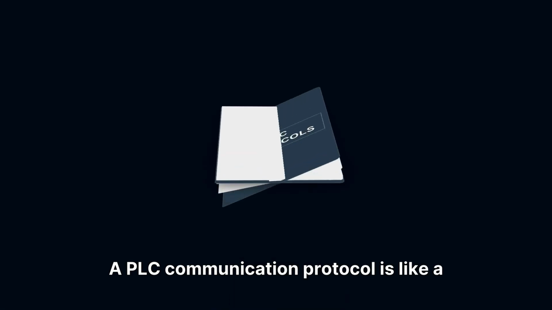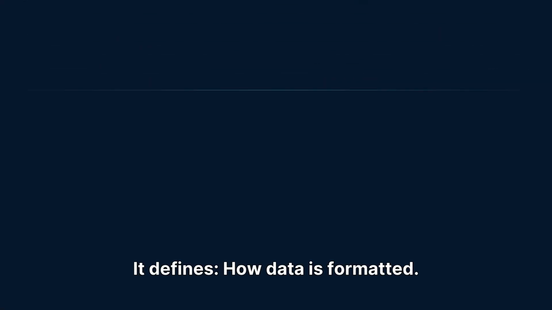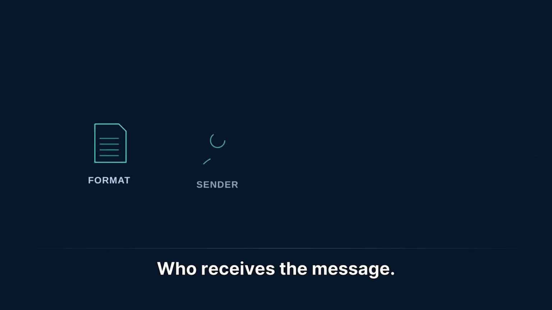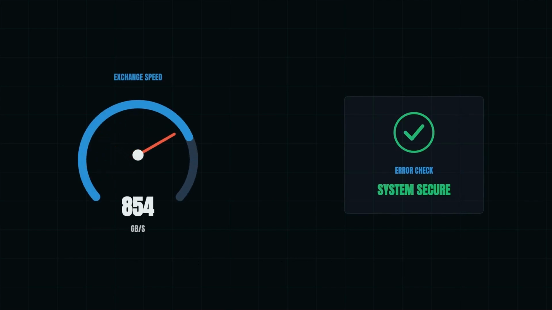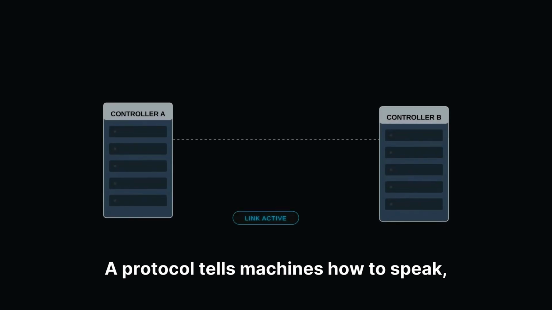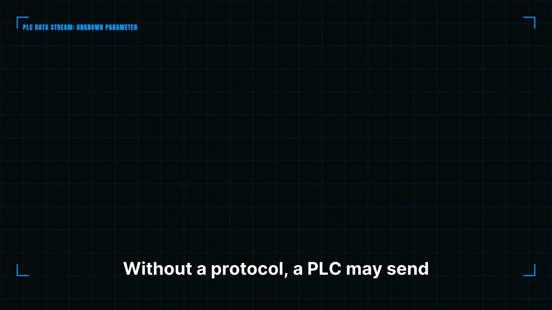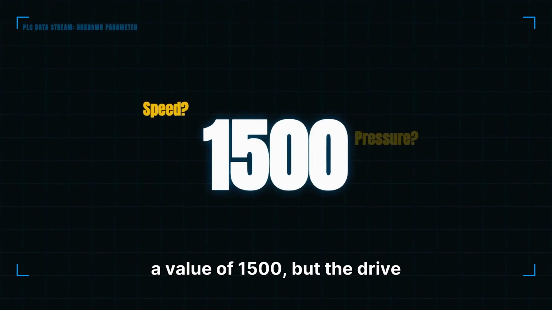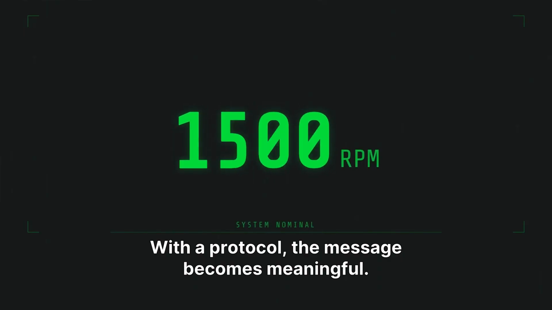A PLC communication protocol is like a grammar book for machines. It defines how data is formatted, who sends the message, who receives the message, what address the data belongs to, how errors are checked, how fast the exchange happens. A protocol tells machines how to speak, how to listen, and how to understand each other. Without a protocol, a PLC may send a value of 1,500, but the drive may not know what it means. With a protocol, the message becomes meaningful.